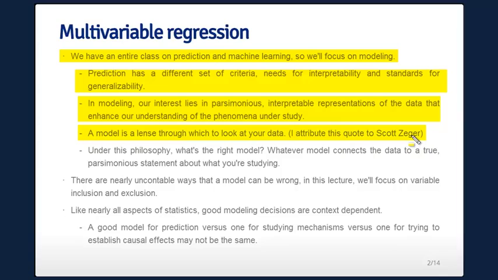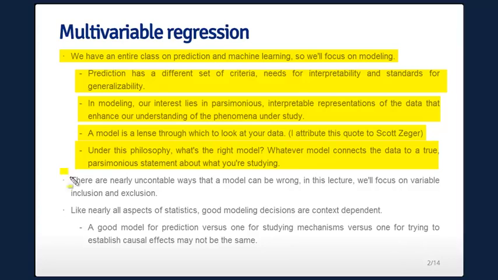And my friend Scott Ziegler, who's a renowned statistician, often says that a model is a lens through which you look at your data. The right model is whatever model connects the data to a true parsimonious statement about what you're studying. So a complicated model where you don't learn anything is less interesting than a parsimonious model where you learn something that's true.